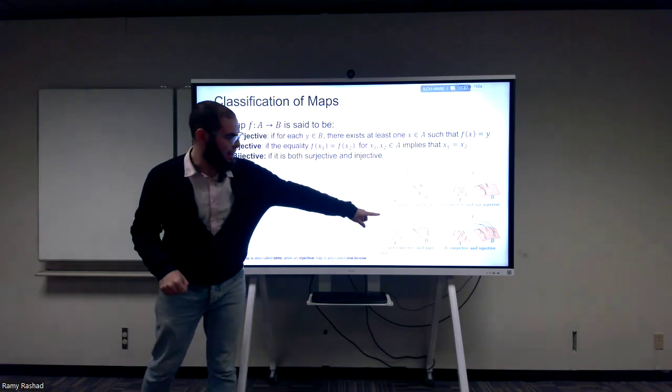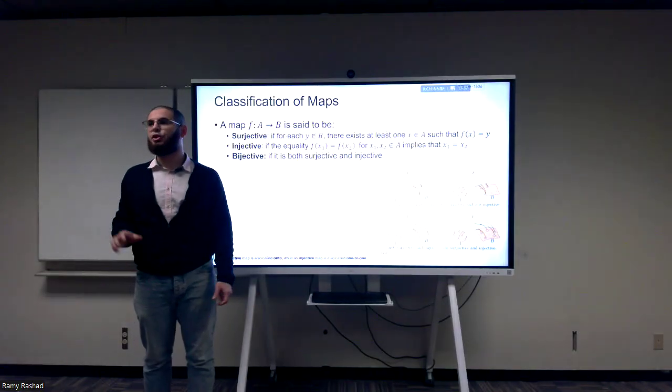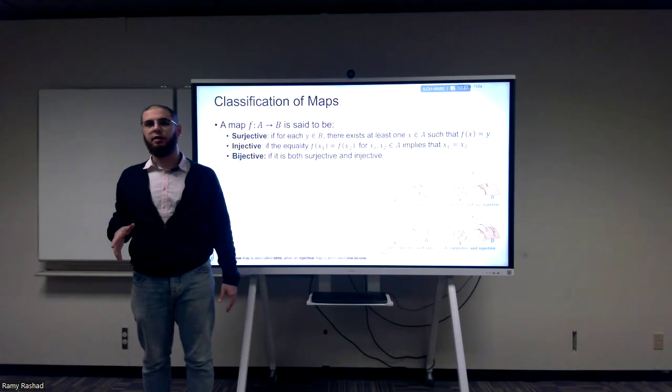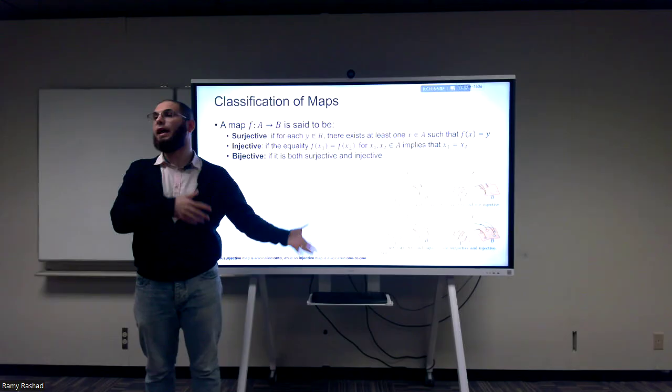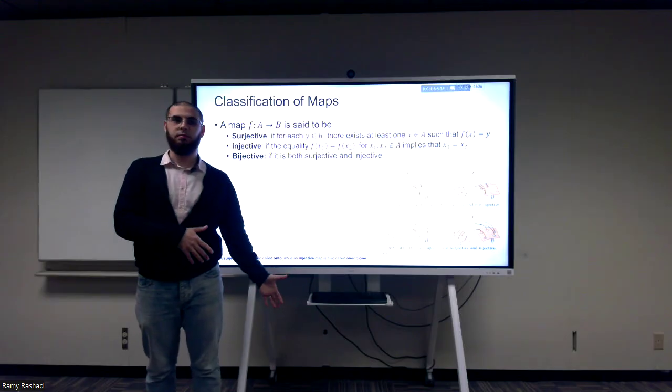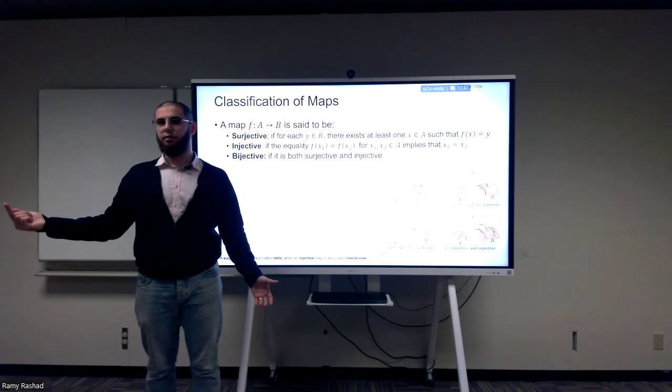The easiest one to look at is surjectivity and injectivity. Take a look at D first. A map is surjective and injective if every element in A is uniquely mapped to one element in B, right?